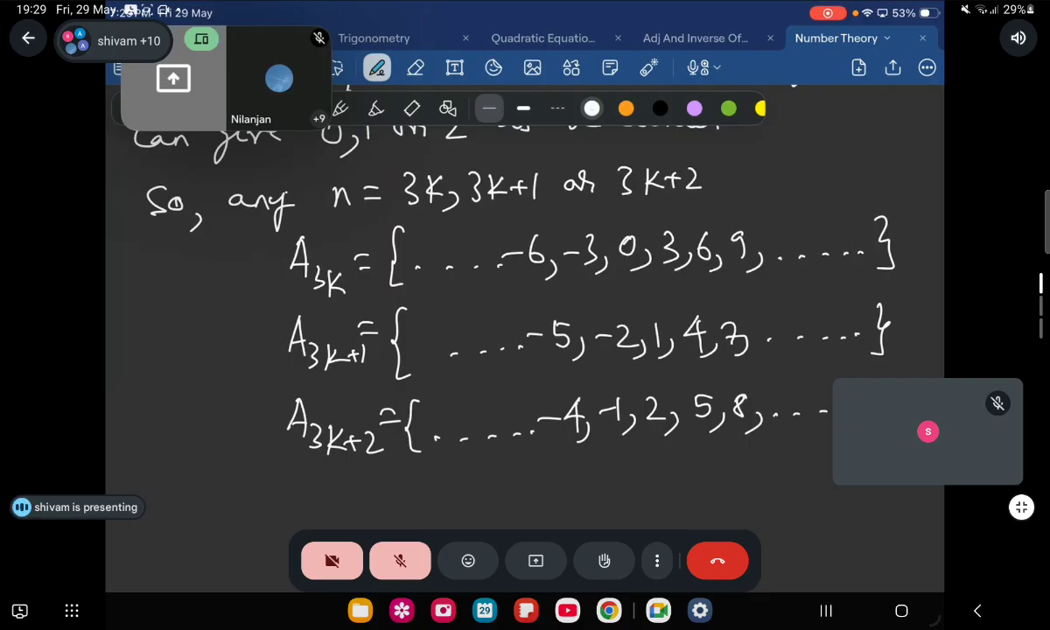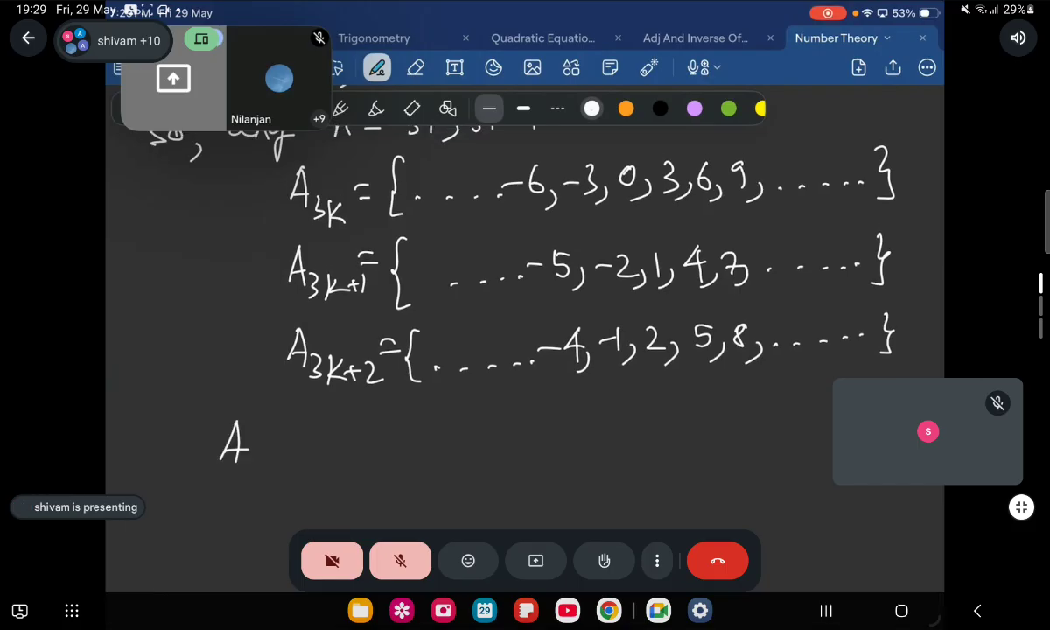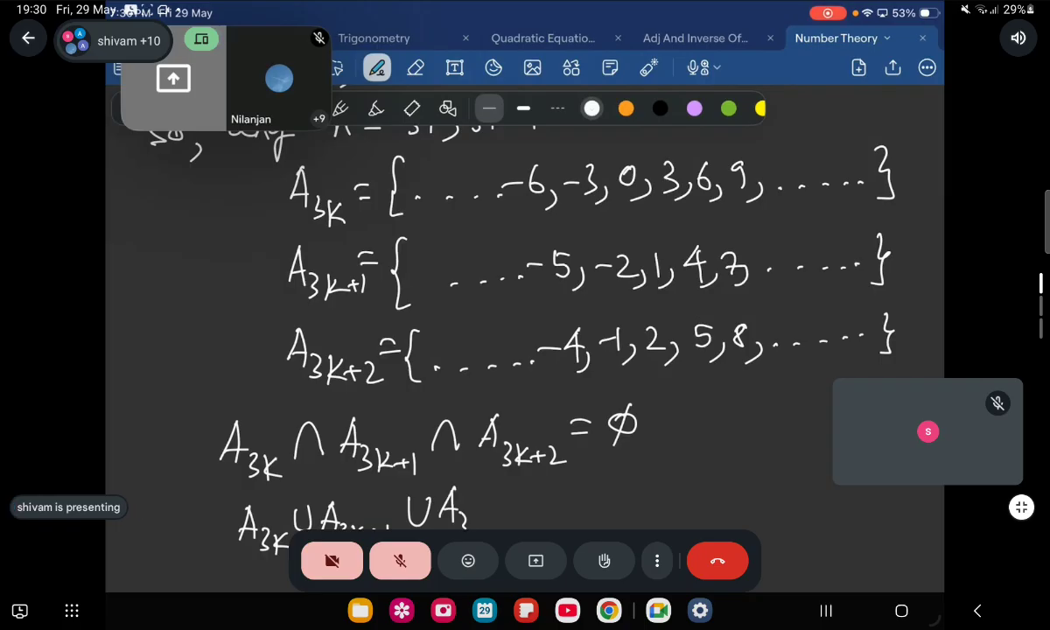So everyone, if I ask you, what is the intersection of these three sets? There is no intersection, right, everyone? It's a null set. But if I take the union of all the three sets, what will I get? It will be the set of integers.